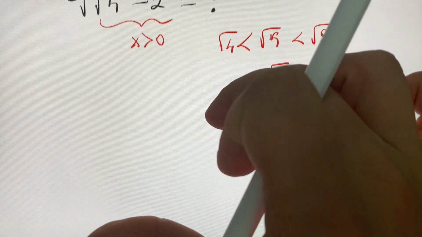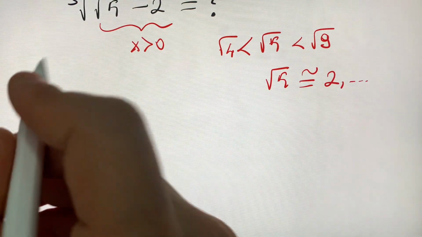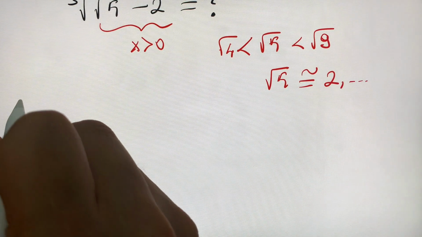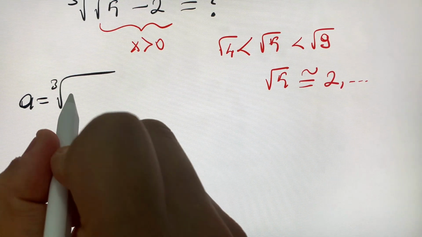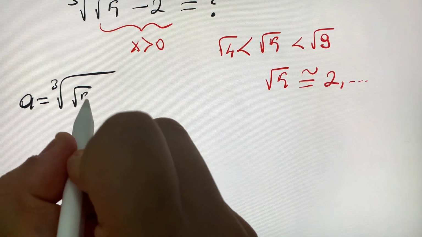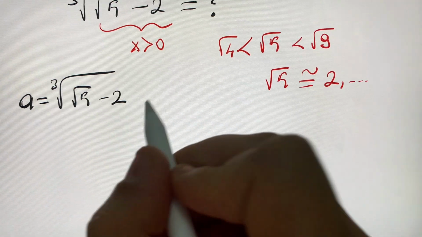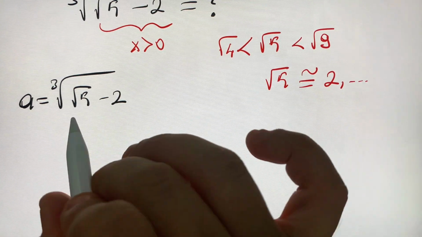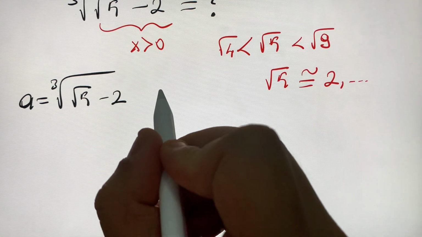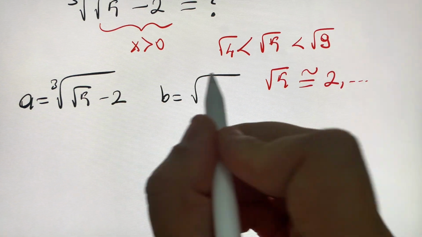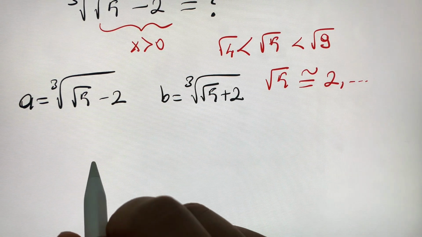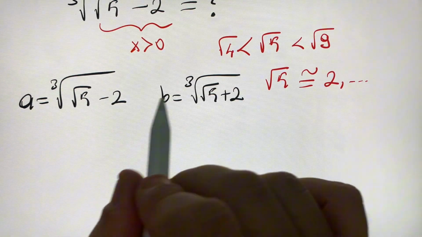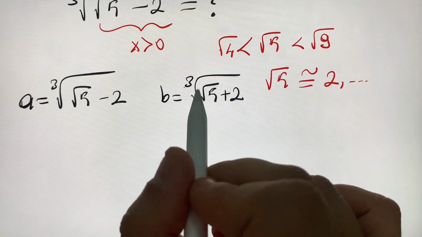Let's give a name to this question. So what do I mean, friend? I said a equals the cube root of root 5 minus 2. Let's give a name: b is equal to the cube root of root 5 plus 2. Then, on both sides, let's take the cube to save it from the root.